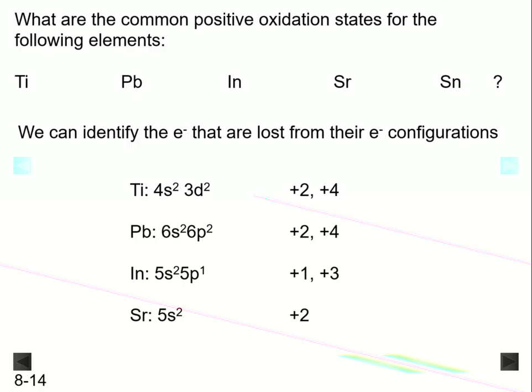Next up, we have strontium. The electron configuration for strontium is 5s2. So its common oxidation state is +2, because you lose your 2 s electrons.